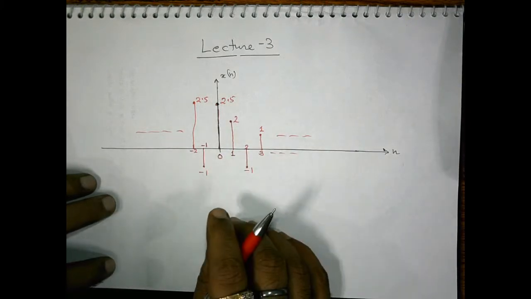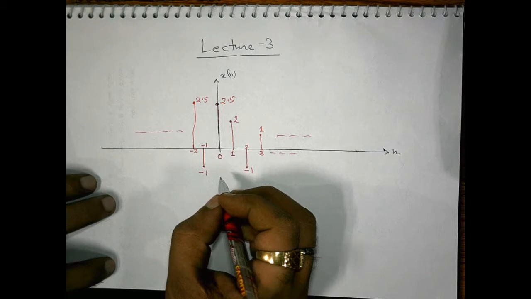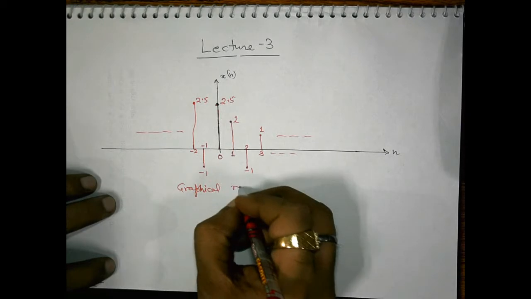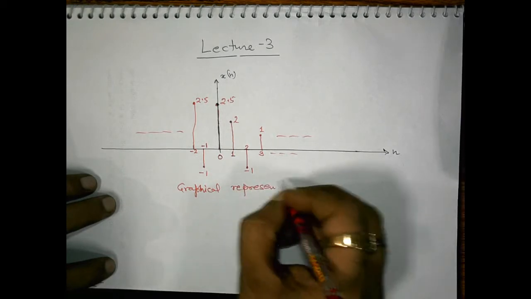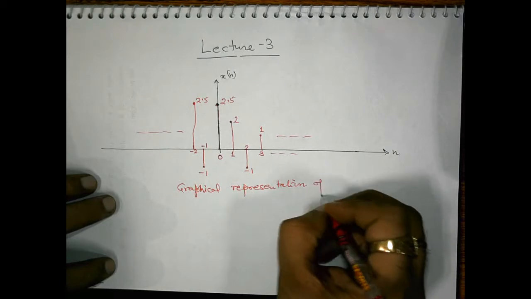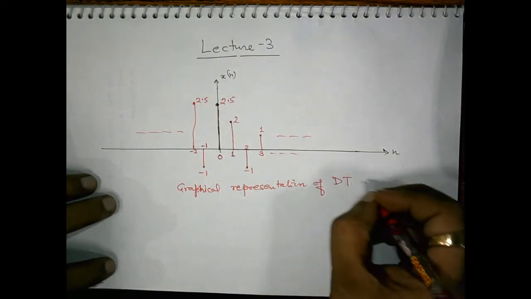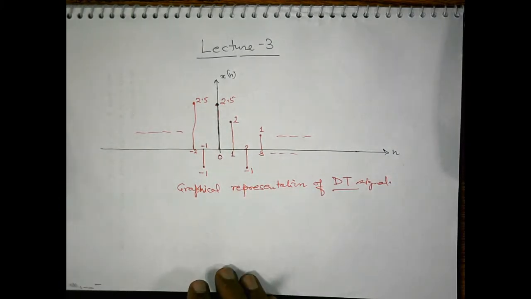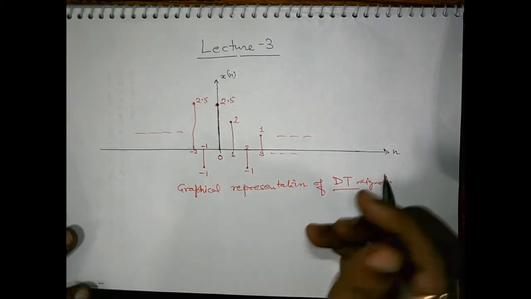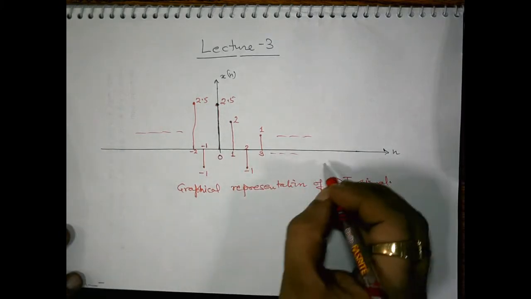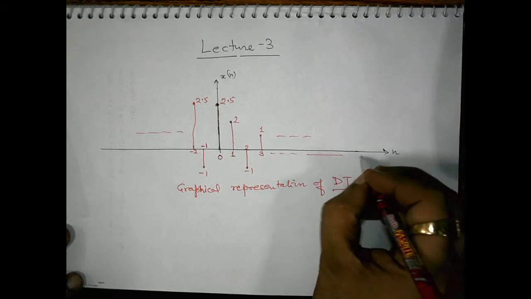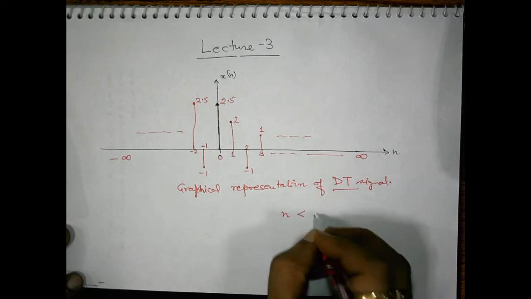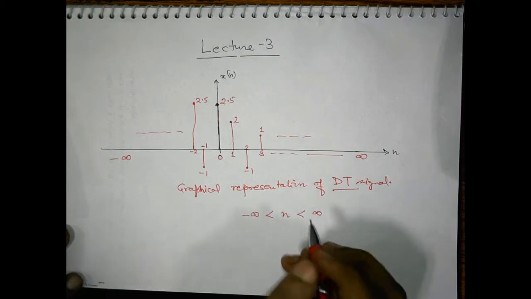So this is one of the ways to represent a discrete time signal, and this is called graphical representation of a discrete time signal. DT here stands for discrete time signal. Here, as you are looking, this time index or integer index can range up to infinity, and here it can range up to -infinity. So we can say that n ranges between -infinity to infinity.